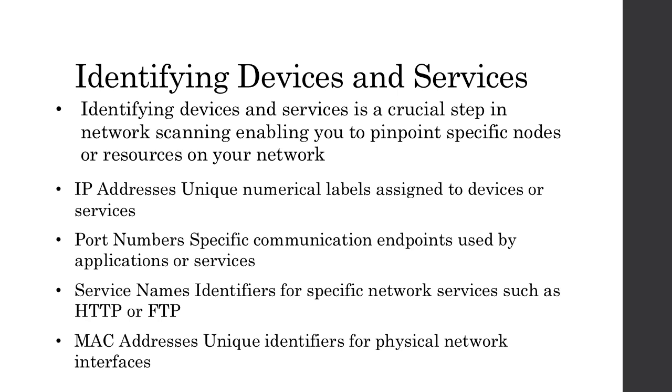Here's a simple explanation. Imagine you're at a library with many shelves and books. You need to find a specific book. IP addresses are like shelf numbers, e.g., 123, 456. IP addresses are unique labels for devices or services on your network. Port numbers are like specific book titles, e.g., The Great Gatsby, To Kill a Mockingbird. Port numbers identify specific communication endpoints used by applications or services.